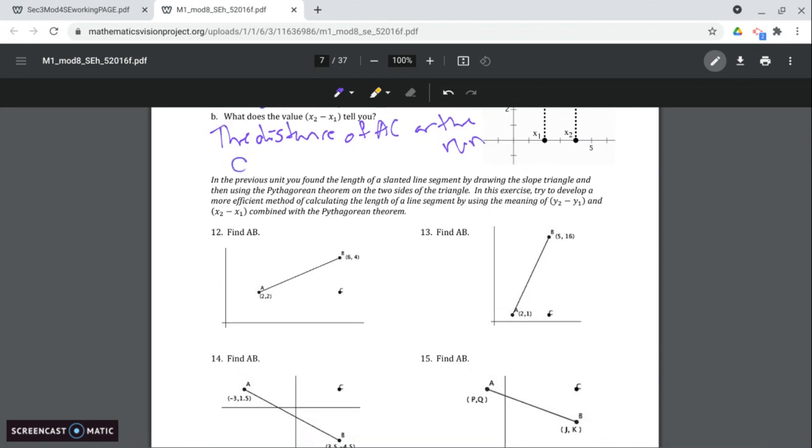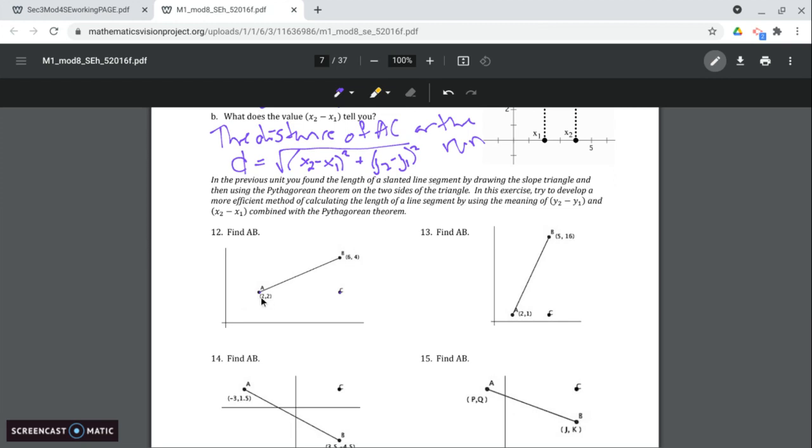The distance formula is d equals the square root of (x2 minus x1) squared plus (y2 minus y1) squared. So on this one, we're taking the distance from A to C, squaring it, and then taking the distance from C to B and squaring it, and then adding them together and taking the square root. So it's using the Pythagorean theorem to find this.